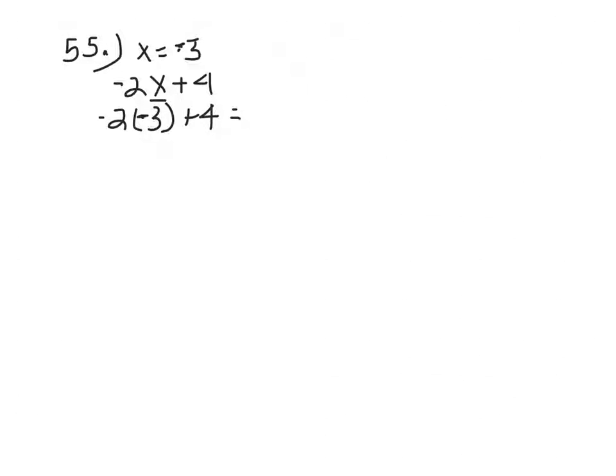Remember, what's a negative times a negative? If you said positive, you are correct. So negative 2 times negative 3 would be 6. You add 4, and there's your answer for A. The rest of these I think you will be able to handle.